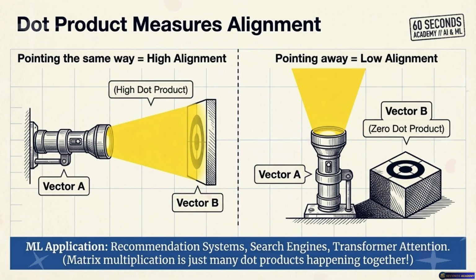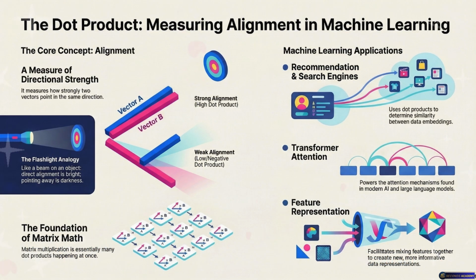If your flashlight beam points directly at the object, meaning vector A and vector B are pointing in the exact same direction, they are perfectly aligned. You get bright light hitting the object. Strong alignment. Right. If you point the flashlight slightly away, the object is only caught in the dim edges of the beam. The alignment is weak. And if you turn around and point the flashlight in the completely opposite direction, the object is in total darkness, zero alignment. Mathematically, the dot product is the calculation of that alignment. It measures how much of vector A goes in the exact same direction as vector B. It outputs a single scalar number. If the number is high and positive, you have strong alignment, bright light.